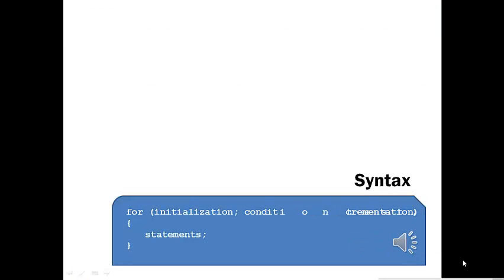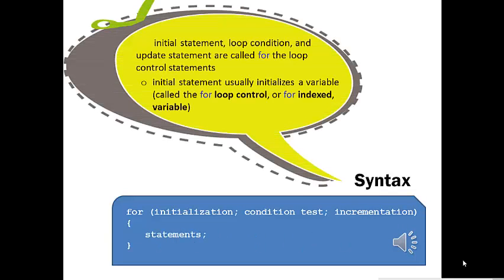This is the general syntax of the for loop. Basically, we have three important statements in a for loop. The first one is initialization, the second one is condition test, and the third one is incrementation. And remember, for is a reserved word.